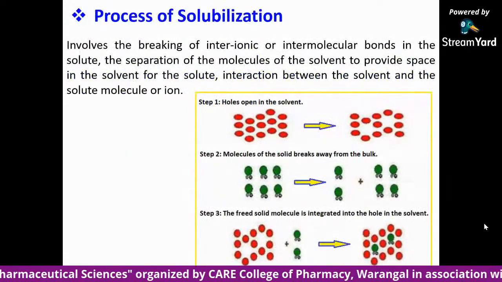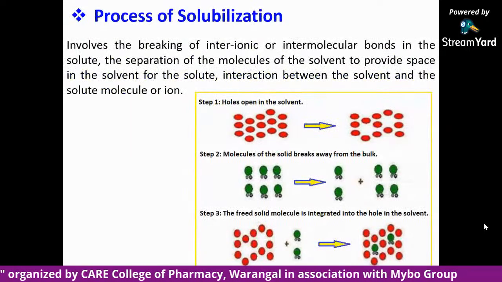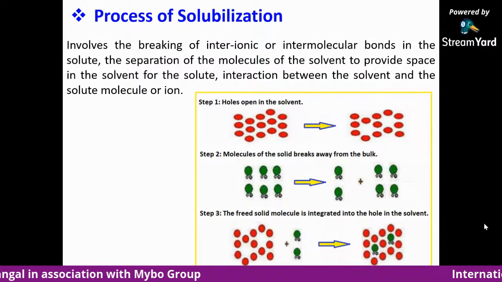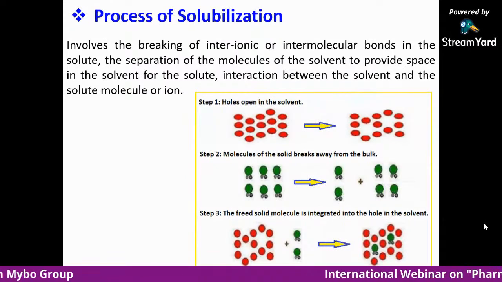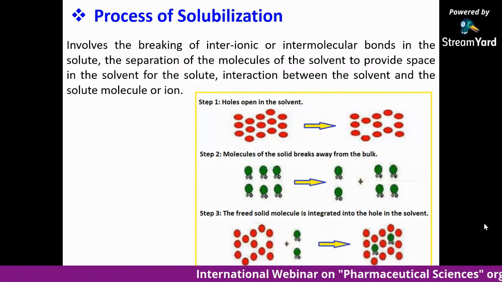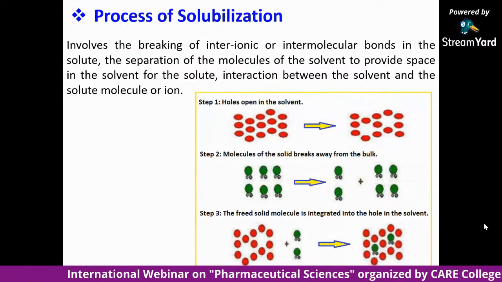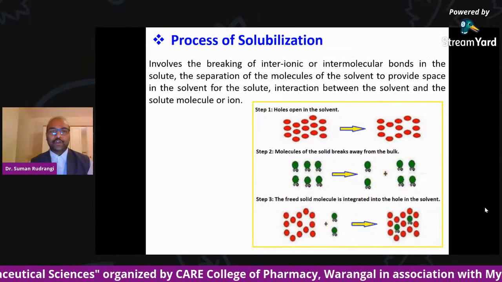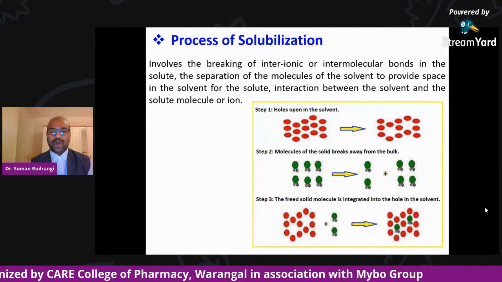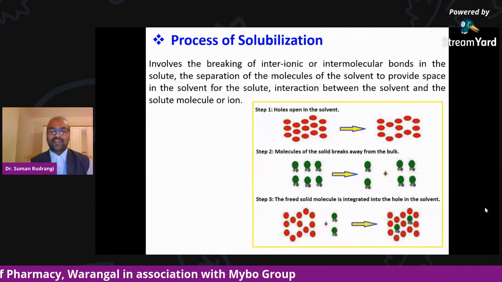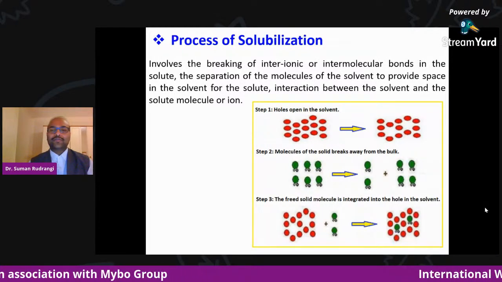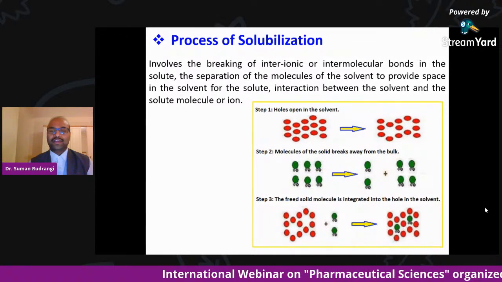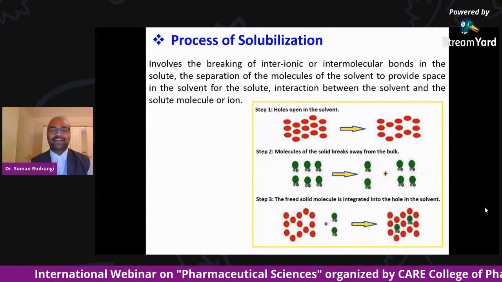And the process of solubilization. This process involves breaking various interionic or intermolecular bonds in the solute, the separation of molecules of the solvent in order to provide space in the solvent for the solute, and the interaction between the solvent and the solute molecules or ions. As we can see from the image, holes open in the solvent. Later, the molecules of the solid break away from the bulk. And finally, the freed solid molecule is integrated into the hole of the solvent.